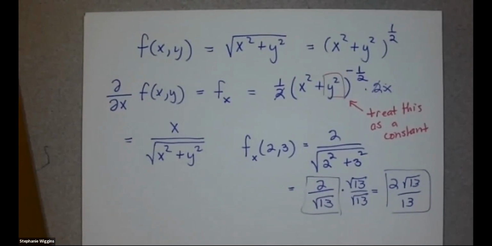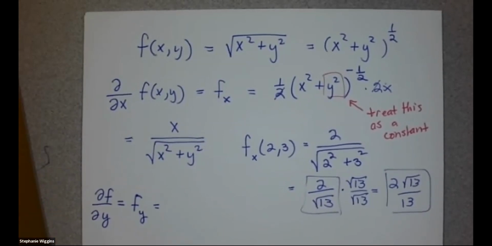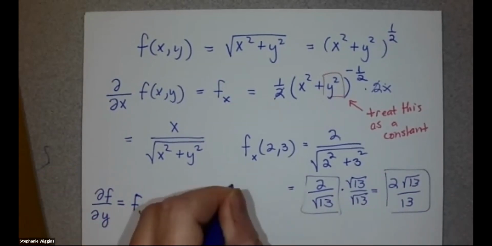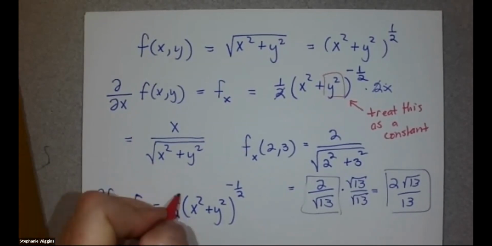Okay, the next thing we want to do is calculate the partial derivative now with respect to y. So that would be f sub y. And now we treat x as a constant. So when I take the derivative, applying the power rule, I get 1/2 x squared plus y squared to the -1/2. But then when I take the derivative of what's inside, x squared is treated as a constant.